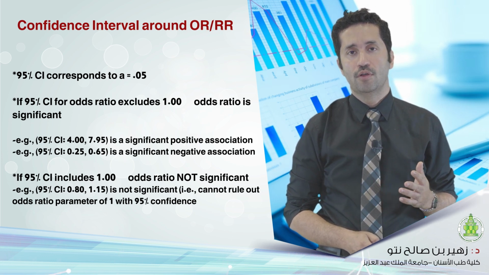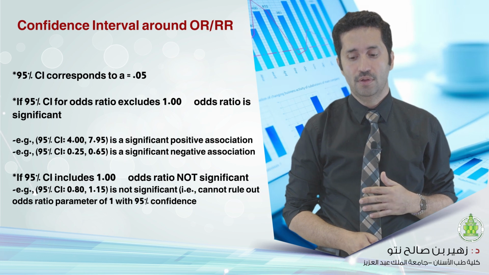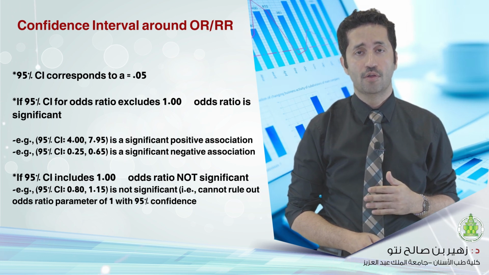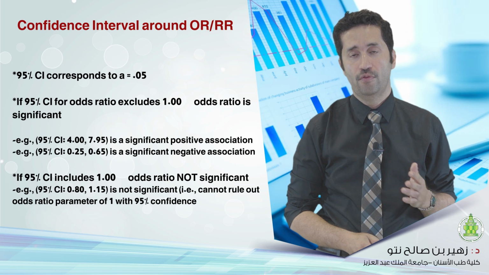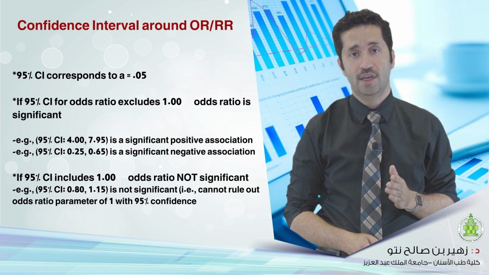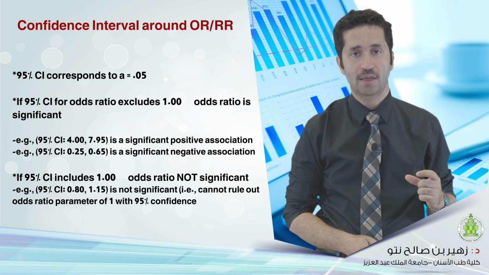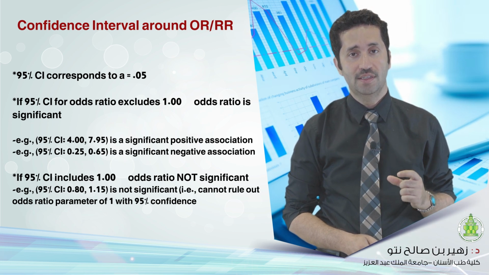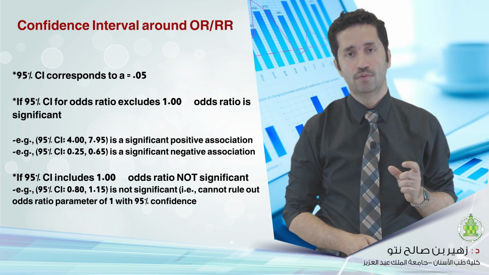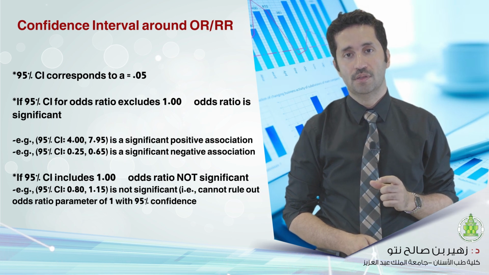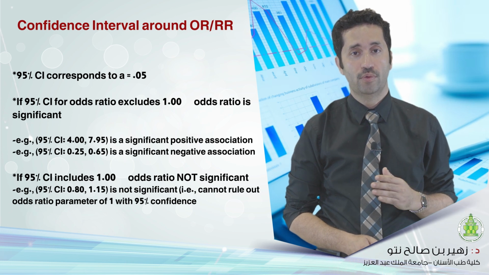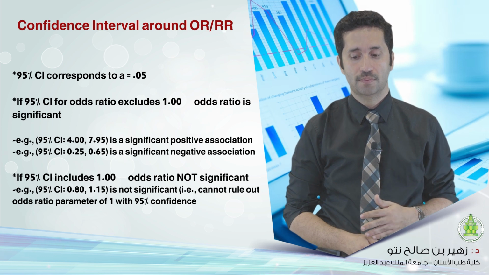So what do we mean by the confidence intervals? Let's take the following example. If the confidence interval ranges from 4 to 7.95, it means if we repeat this study 100 times, in 95 studies the result is going to be between 4 and 7.95. The result is going to be within this range. Only 5 studies are going to be outside this range.